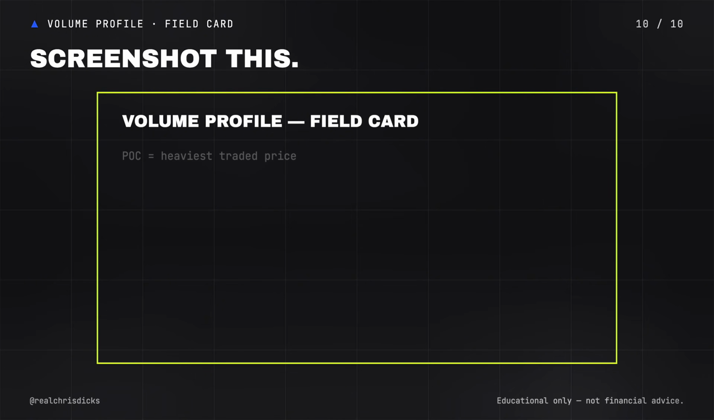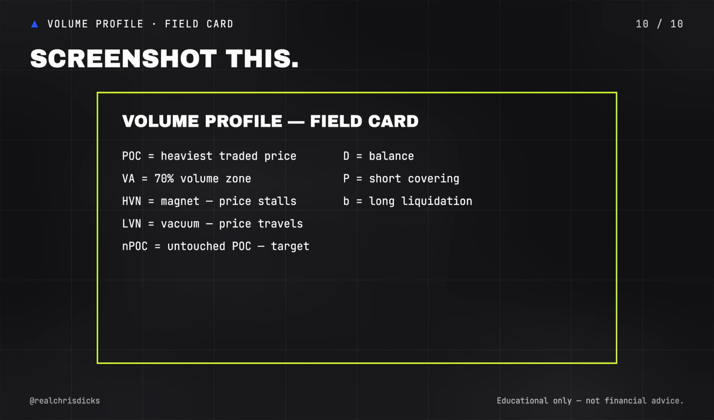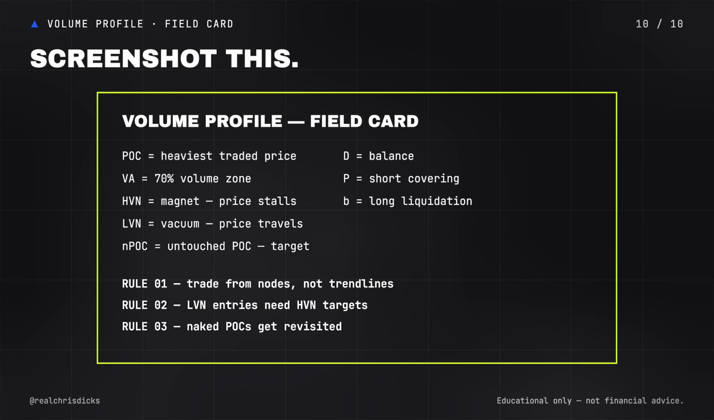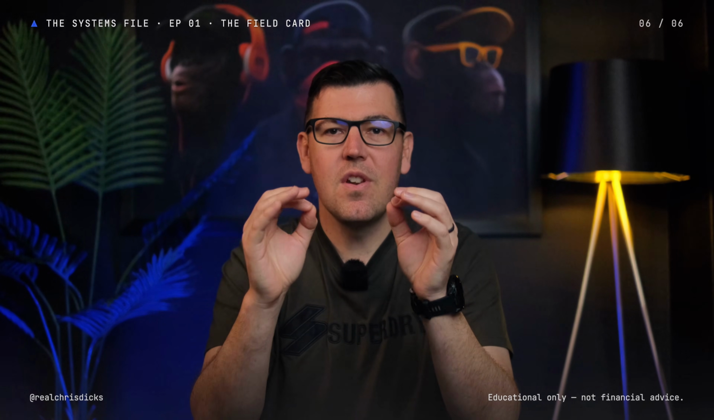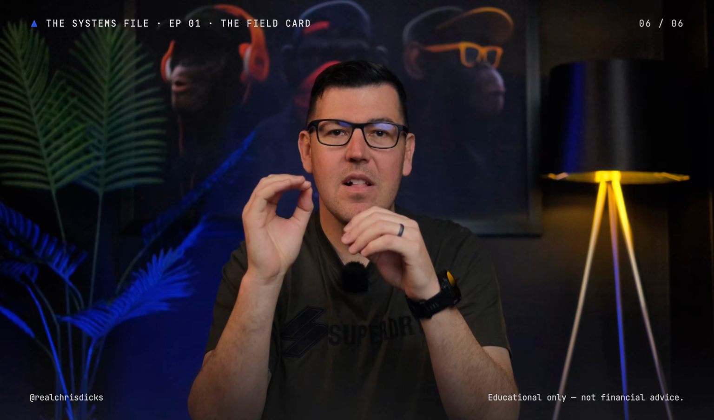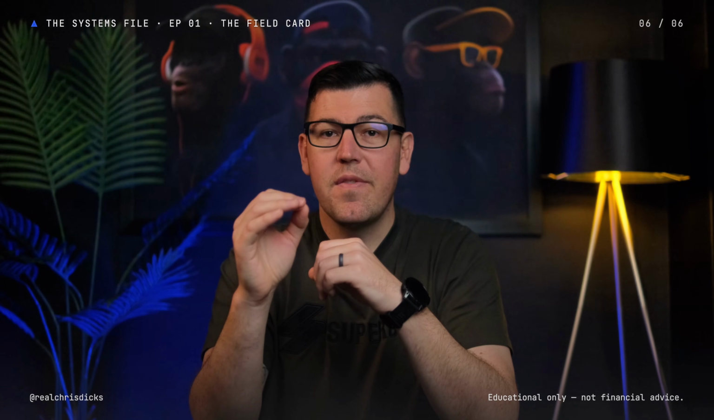That's the system. Read the profile, POC, value, nodes, and gaps. Locate price against value, that picks your day type. 2 entries, POC retest, low volume node cut, manage node to node, and exit the second profile calls you wrong. Screenshot the field guide. It's also pinned in the comments.